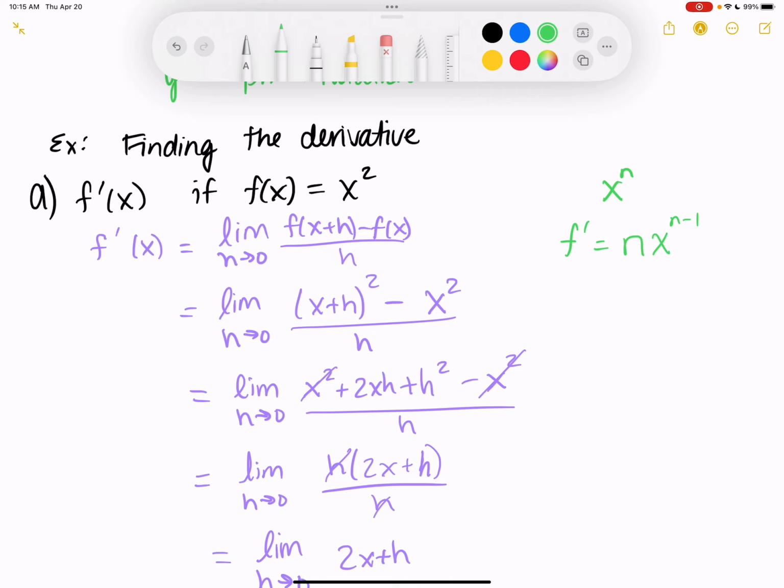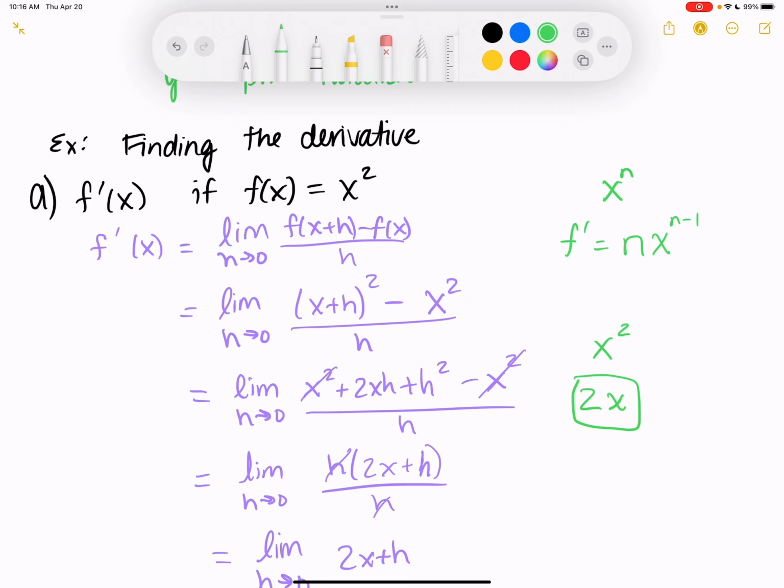So this one was x squared. So I move it out front. I put the 2 out front, keep the x. 2 minus 1 is 1, so it's just 2x. Oh. So a lot less work. Yeah, that typically makes life a little easier.